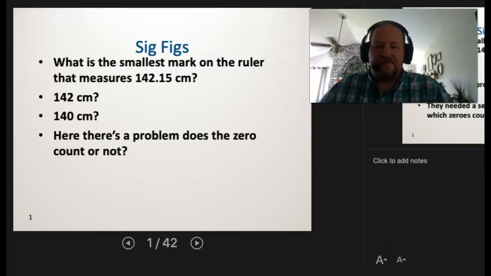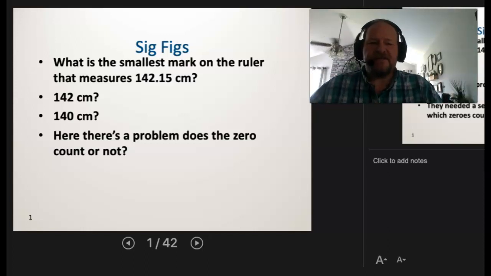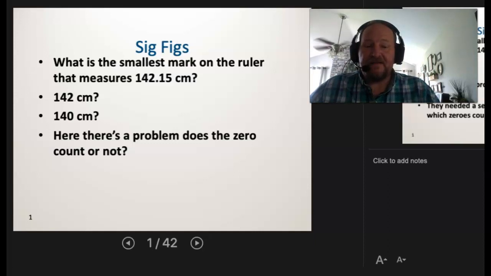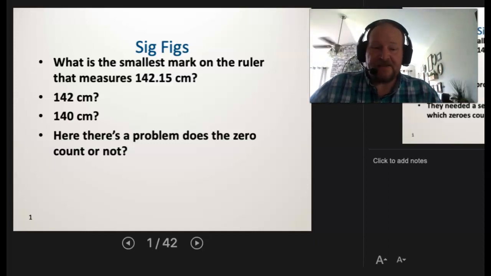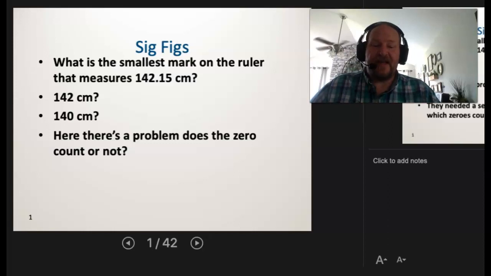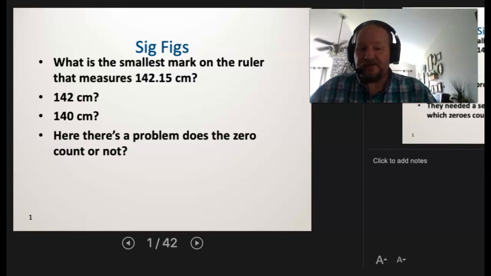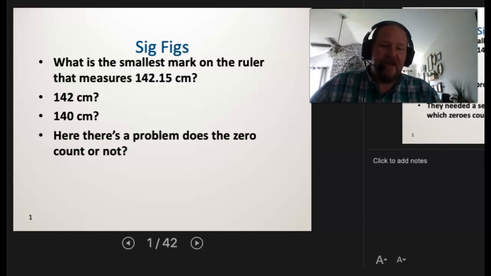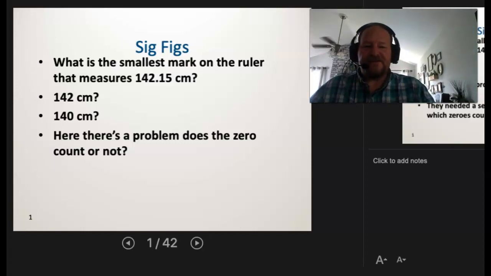If you weren't understanding where the problem was, let's take a look at this. Which number is the estimate, the 0 or the 4? If the 0 is the estimate, then it's the same instrument that we had when we did the 142. But if the 0 is simply holding place and the 4 is the estimate, now that means the smallest mark is 100 centimeters. And that's the problem. If the 0 counts, it's one instrument. If it doesn't count, then it's a different instrument. And that's what brought in the need for significant figures.